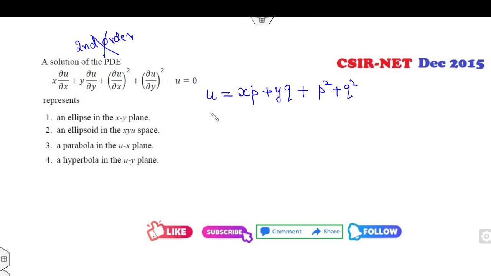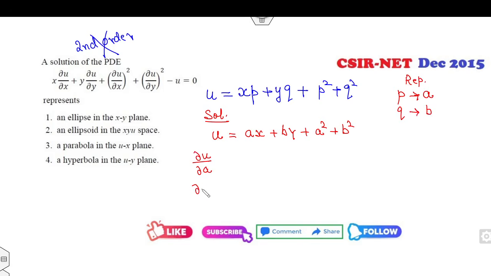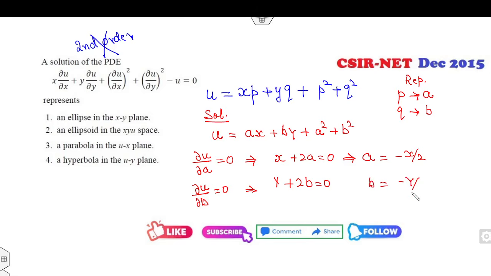Now you can see it is a function of x and y. So its solution is ax plus by plus a square plus b square. We all know how you can find the solution. I can replace p by a and q by b. Then for the solution, I can take the partial derivative of u with respect to a and with respect to b. So x plus 2a is 0, and from this case y plus 2b is equal to 0. I can find the value of a is minus x over 2, b is minus y over 2.